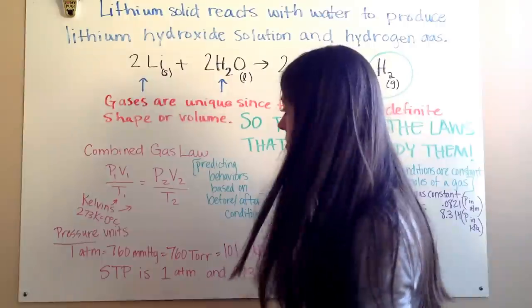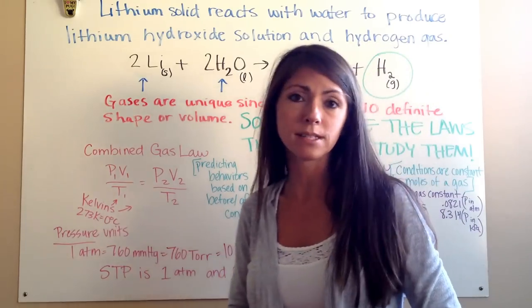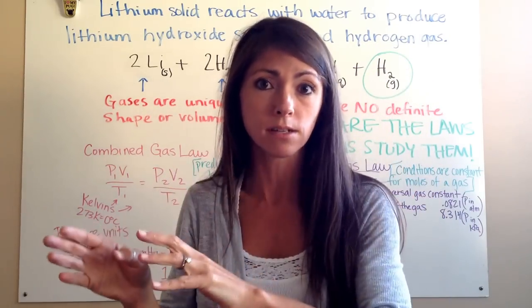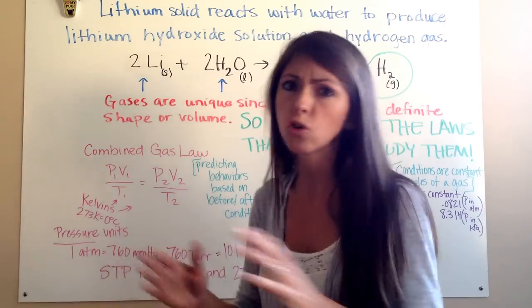before and after conditions. Now, it's important to know that in either one of these, your temperature has to be in kelvins. Now, kelvins is always the larger unit. 273 kelvins is equal to 0 degrees Celsius. So also, pressure units, there's so many of them.